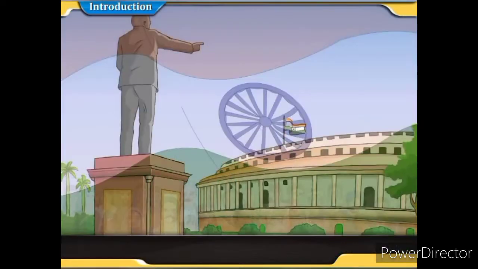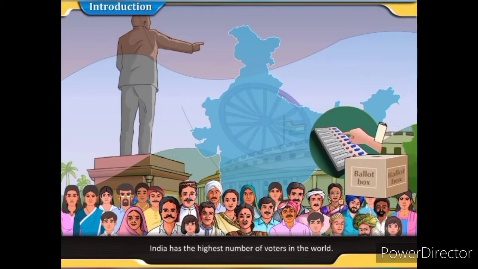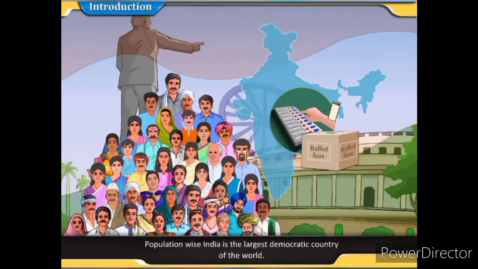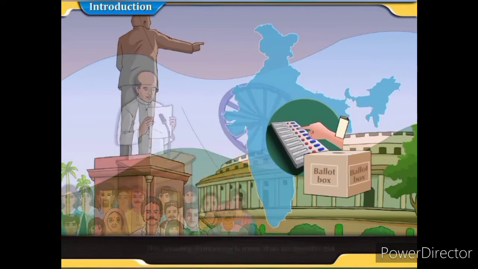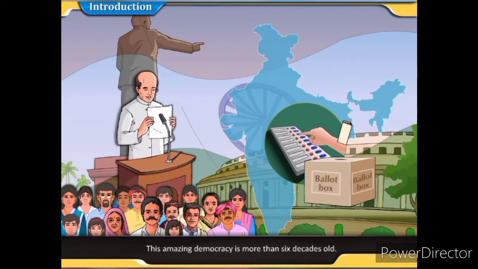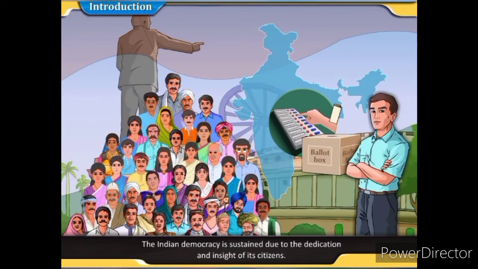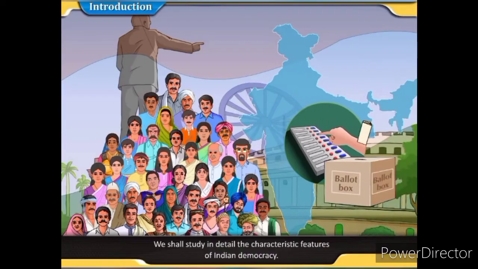Introduction. India has the highest number of voters in the world. Population-wise, India is the largest democratic country of the world. This amazing democracy is more than 6 decades old. During this period in India, there have been many political upheavals and ups and downs. The Indian democracy is sustained due to the dedication and insight of its citizens. We shall study in detail the characteristic features of Indian democracy.